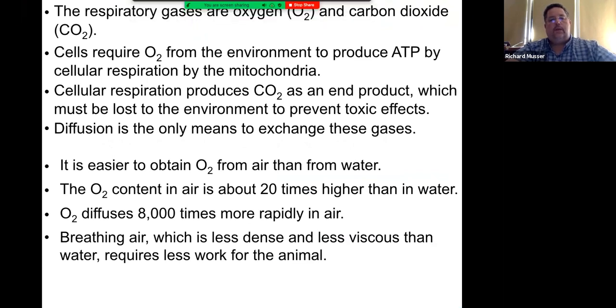So respiratory gases are oxygen and carbon dioxide, as you already would know. The reason why you need to breathe oxygen is to produce ATP from the breakdown of carbohydrates and other nutrients. In the mitochondria, oxygen is needed, and it comes in and it breaks down a sugar. As you know, sugar is made up of lots of different carbon atoms. The oxygen will come in and help cleave off these carbon atoms, making carbon dioxide, which is the waste product of cellular respiration. So again, this is the reason why you need to have a respiratory system.